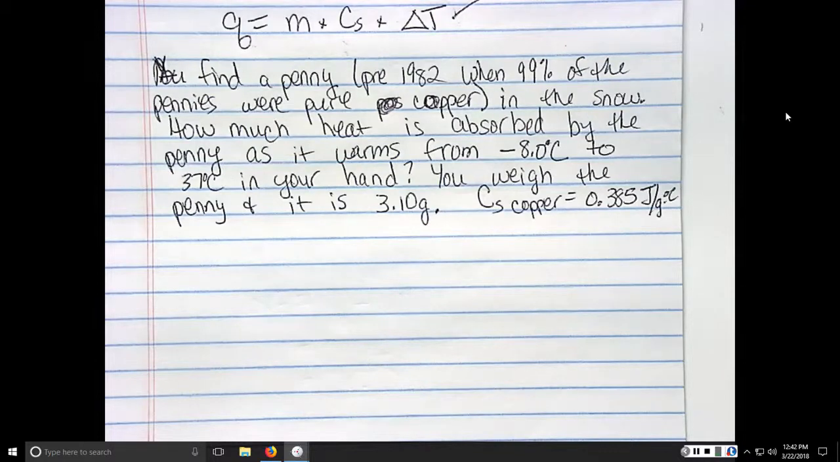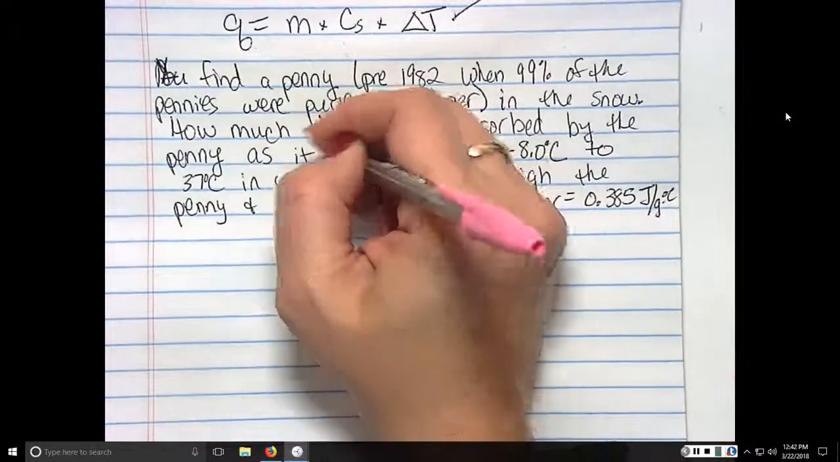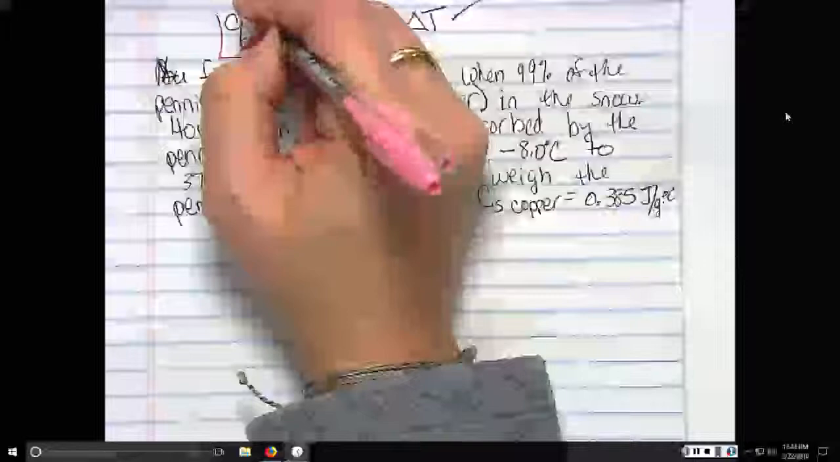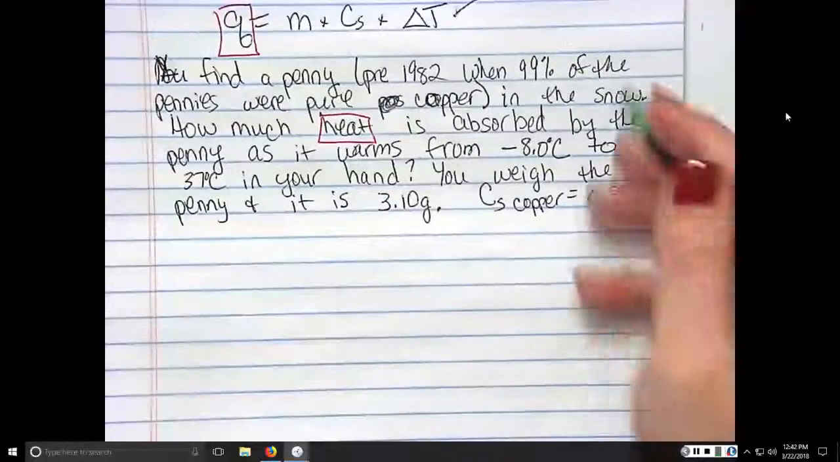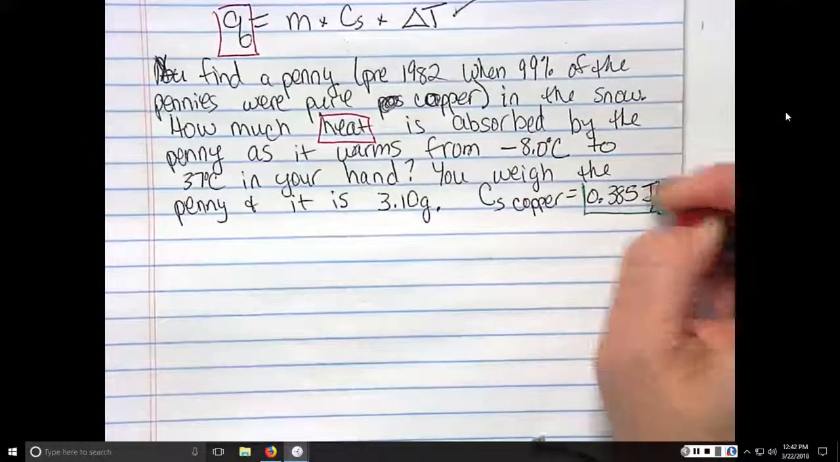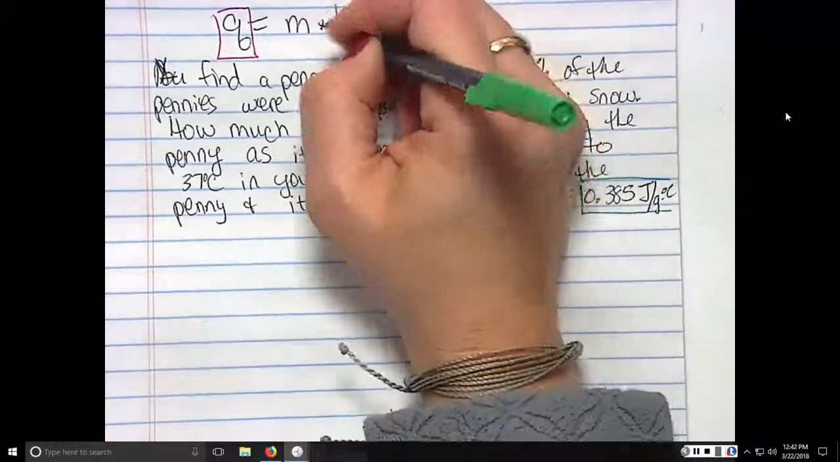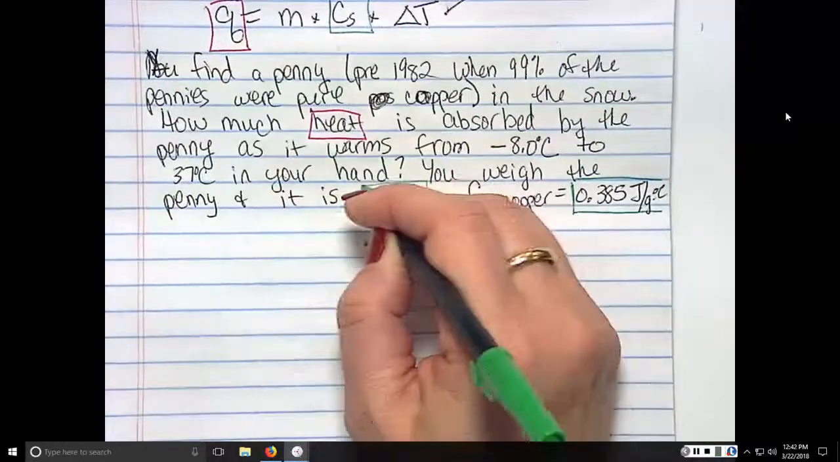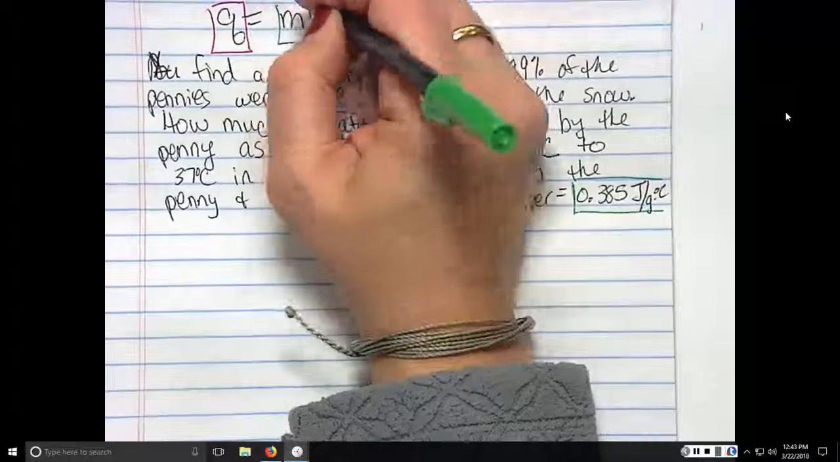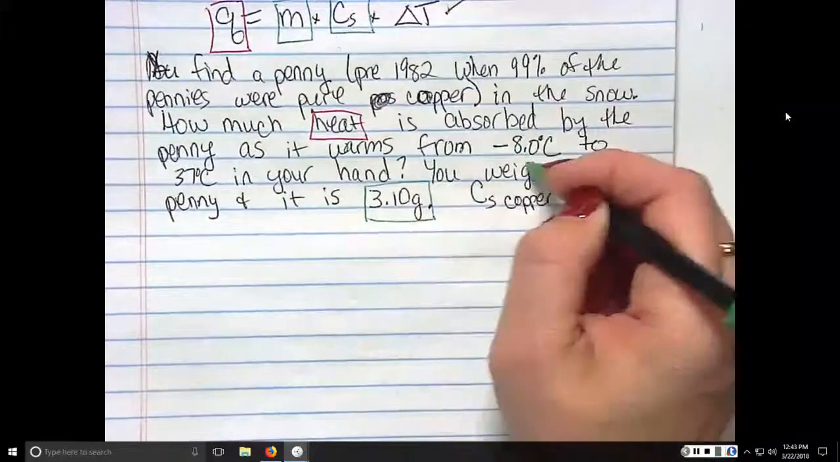Okay, so the question is, how much heat? That's what we're looking for. We're solving for Q. The specific heat is given. The mass is given. And the change in temperature is there.